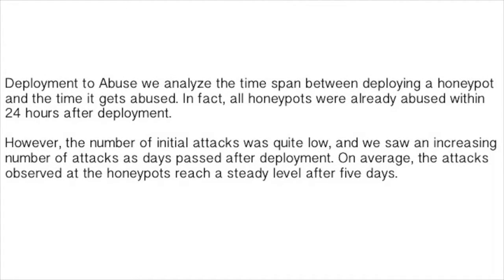Deployment to abuse. We analyze the time span between deploying a honeypot and the time it gets abused. In fact, all honeypots were already abused within 24 hours after deployment. However, the number of initial attacks was quite low, and we saw an increasing number of attacks as days passed after deployment. On average, the attacks observed at the honeypots reach a steady level after 5 days.